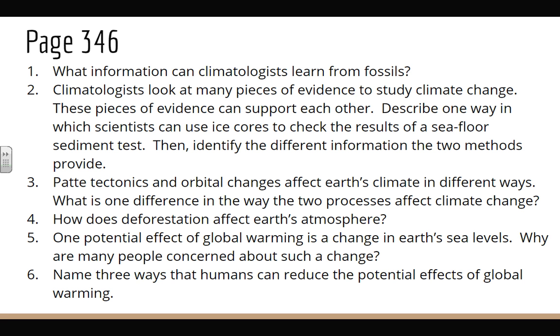Question 5, answer can be found on page 344. Because 40 to 50% of Earth's population will have to move if coasts are flooded.